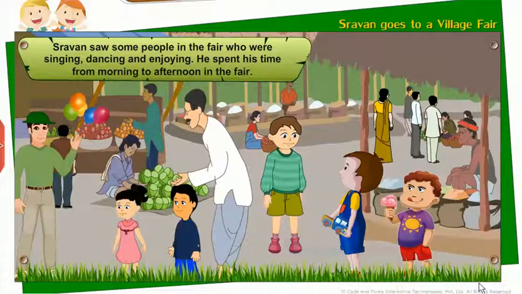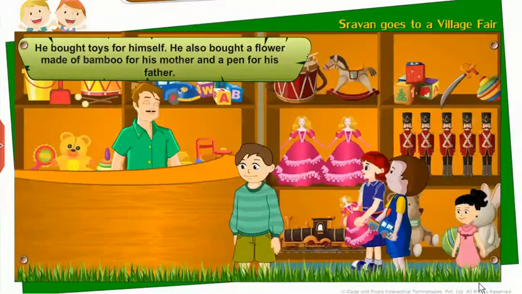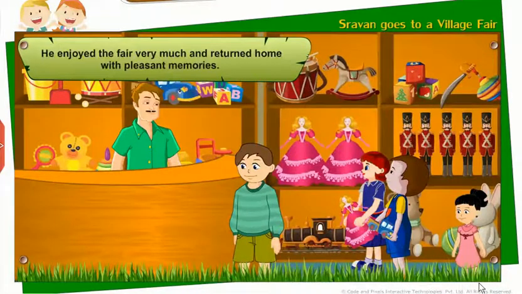Shravan saw some people in the fair who were singing, dancing and enjoying. He spent his time from morning to afternoon in the fair. He bought toys for himself. He also bought a flower made of bamboo for his mother and a pen for his father. He enjoyed the fair very much and returned home with pleasant memories.